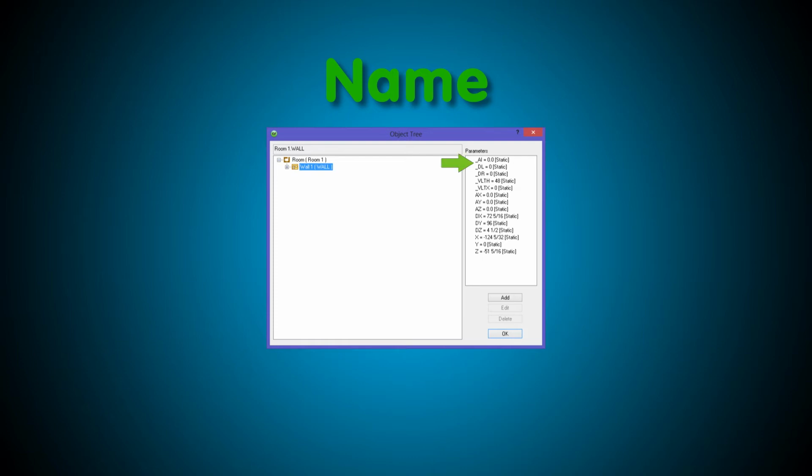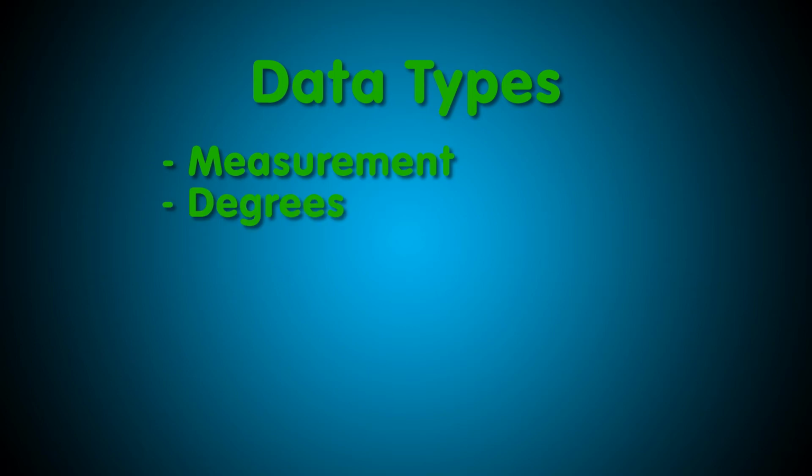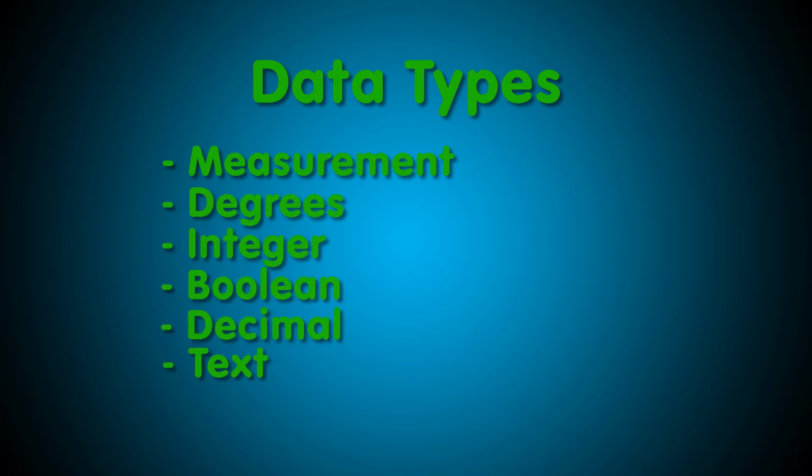In this list, we can see the name of the variable. When we look for a variable in the object tree, this is what we're looking for, as well as what we would use inside of an equation. So let me minimize this window and we can talk about the next step, the data types. There are 6 basic data types in Cabinet Vision: measurement, degrees, integer, Boolean, decimal, and text.